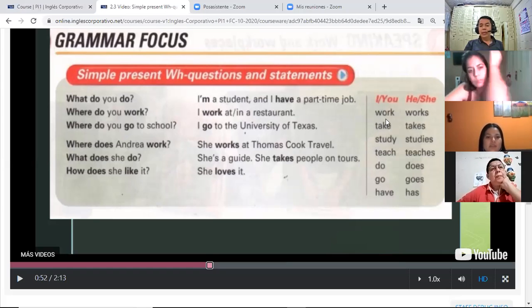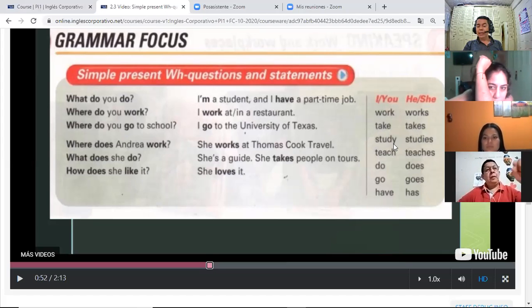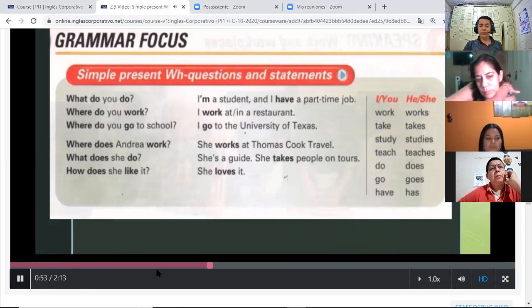She loves it, right? And then we have the verbs for I, you, we, and they: work, for example. And in third person singular, he, she, and it: works. Take, takes. Study, studies. Teach, teaches. Do, does, go, goes, have, has. Those are the same rules that I presented in the PowerPoint presentation. Most verbs we add S. If the verb ends in Y, we change it to I and add ES. To verbs that end in SH, CH, Z, S, X, O, we add ES, like teach, teaches, do, does, go, goes. And the irregular form of have is has. Okay, now let's continue. He, she: works, studies.